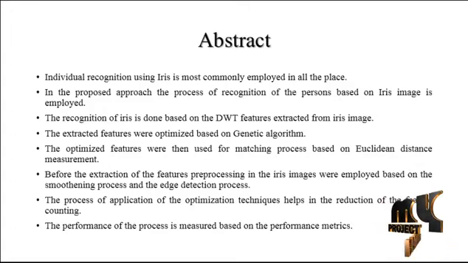Before the feature extraction, the iris image is processed with a smoothening process and then an edge detection process. This is a kind of pre-processing to enhance the quality of the image as well as to recognize the position of the iris region. The application of optimization helps in the reduction of the feature count. Then the performance of the process is measured based on performance metrics like accuracy and sensitivity. So this is the overall abstract of the process.